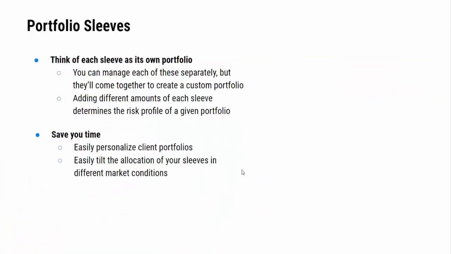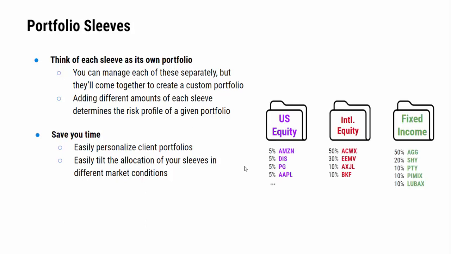So you can think of a portfolio sleeve as kind of its own portfolio that you can manage separately, but eventually a couple of these are going to come together and create their own custom portfolio. So let me click through here to give you an idea of what I'm talking about. As you can see here on this visual, this US equity portion is going to be a sleeve in itself. The international equity will also be a sleeve, and the fixed income will be our third sleeve in this example. Under each of those, you can see the individual holdings that make up the sleeve.